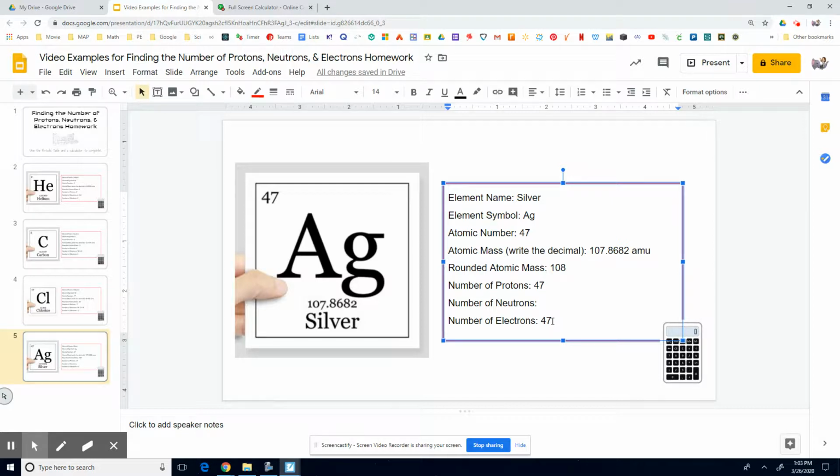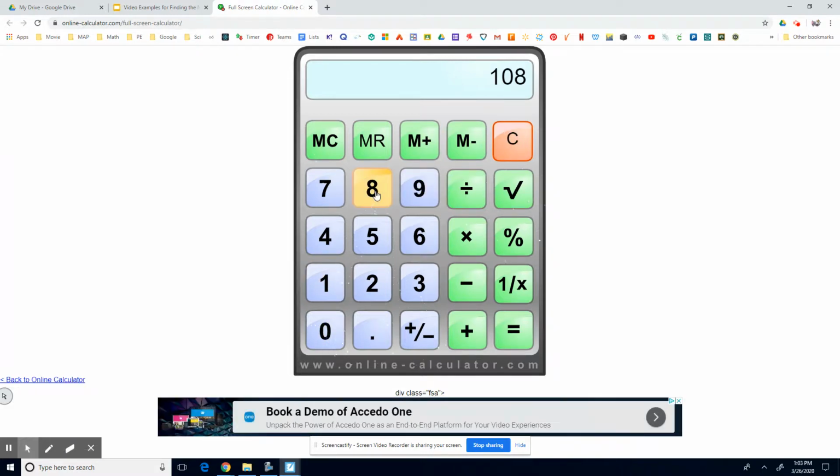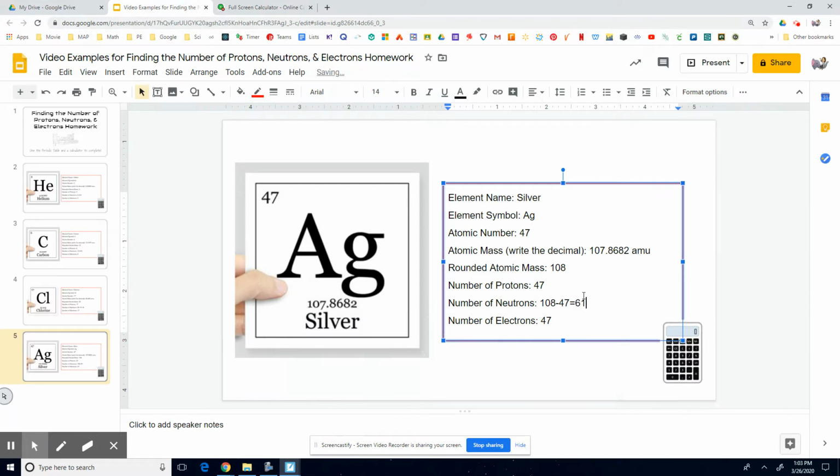All right, so now to find the number of neutrons, I take my rounded atomic mass, which I found is 108, and I subtract off the number of protons. Now that looks like a bigger number, so let's go to our calculator to do that. 108 minus 47. Let's see what it is. 61. If you get worried, you can always double check your math, but 61. So silver has 47 protons, 61 neutrons, and 47 electrons.